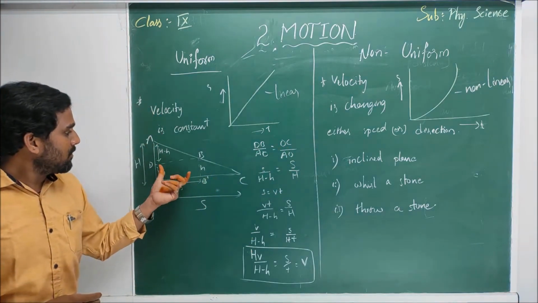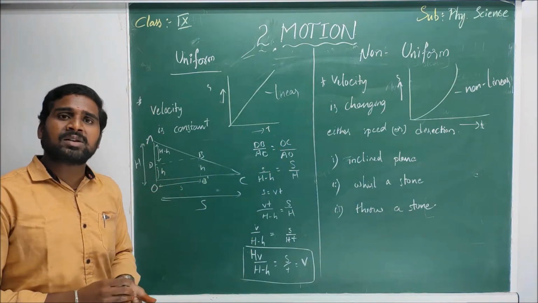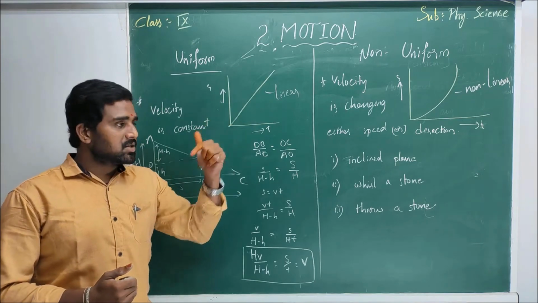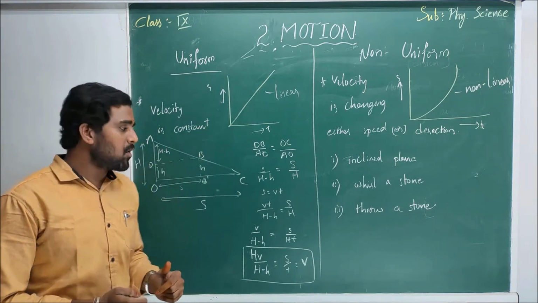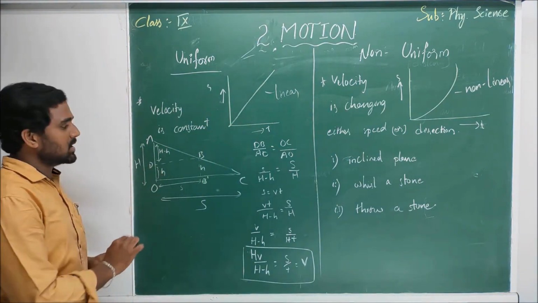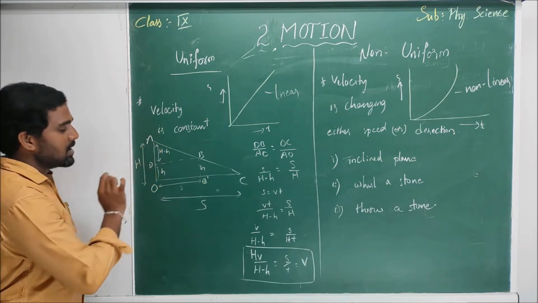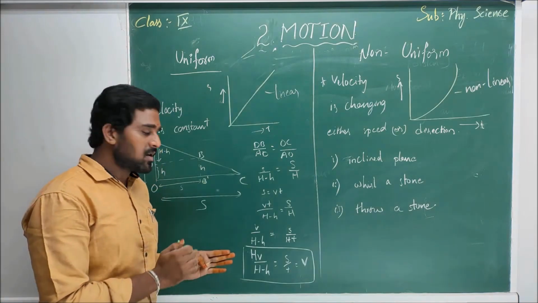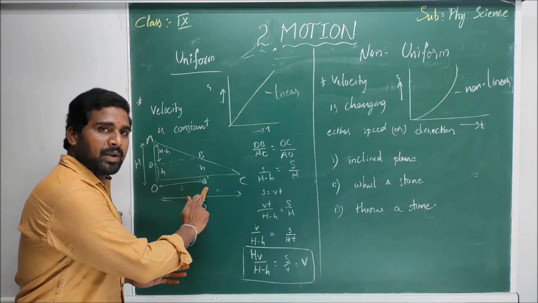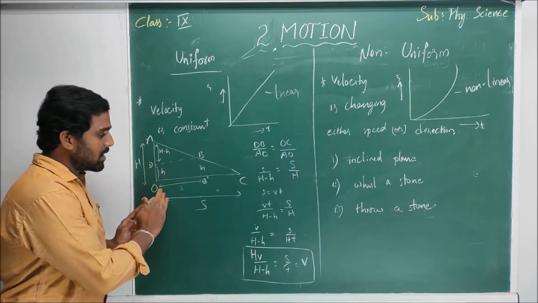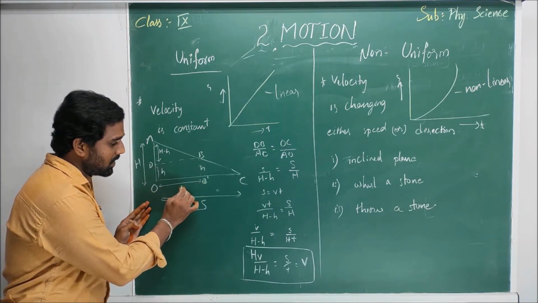And here is one of the problems given in our textbook. A man stands below a street lamp. What is the height of the man? Small h. And what is the total height of the street lamp? Capital H. He covered some distance from point O to B dash. The man covered some distance. What is that? Small s.